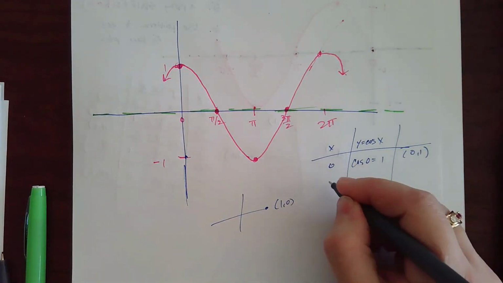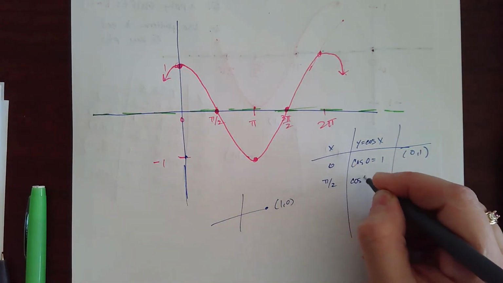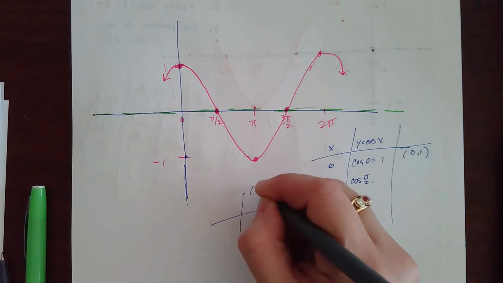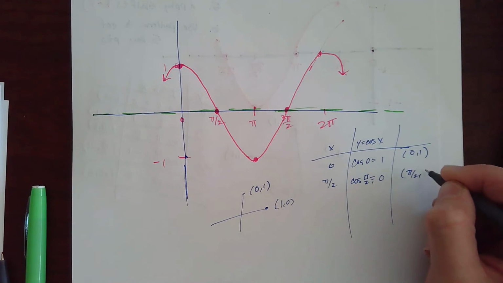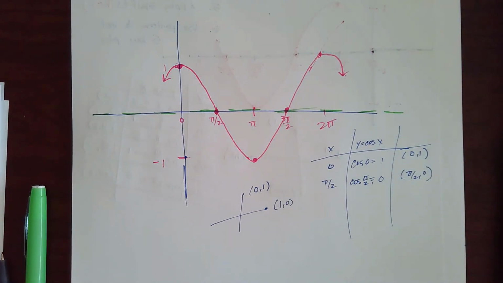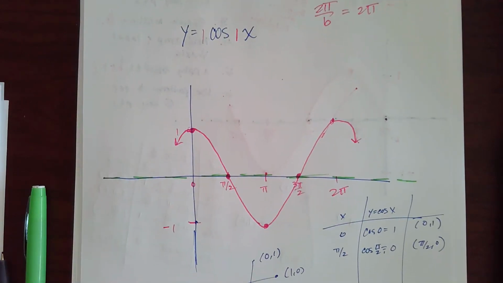And then you could go through the whole thing, like cosine of pi over 2, the x value would be 0. So that's how we get pi over 2 comma 0. So my point is all of these, again, are related back to that unit circle.